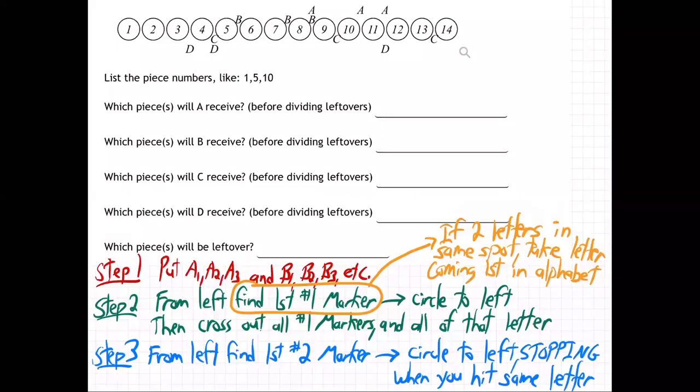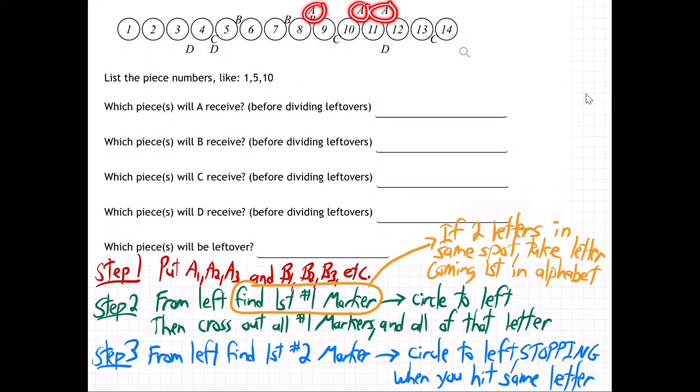Okay, so on this problem, we're doing what's called the method of markers. We've got these candies here, these 14 candies or whatever they are, pieces of candy probably. And then we have markers. So there's 4 kids. Here's kid A, who has put markers in those 3 spots.